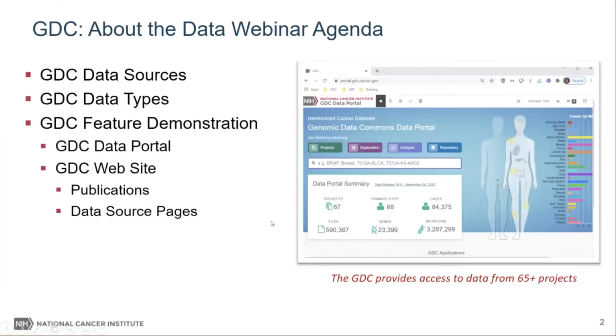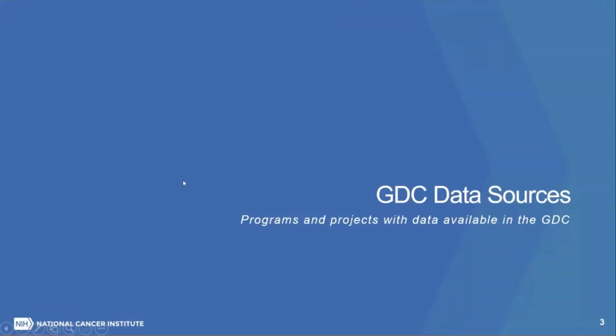This is the agenda for today's webinar. I'm going to talk about the sources of data we have at the GDC. We provide access to about 65 projects, and they roughly cover 68 different primary sites. So I'll be giving that overview. Bijou will be talking about the different types of data that we have at the GDC. And then I'll be ending this webinar with a feature presentation focusing on how to access the data in the data portal and some useful areas in the GDC website, such as our publication pages and our data source pages.